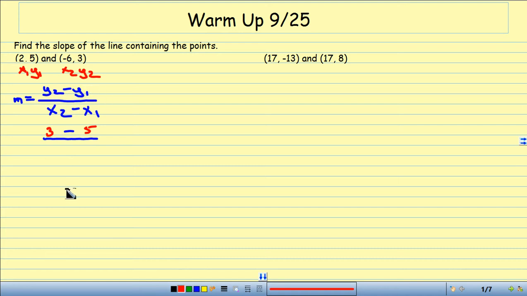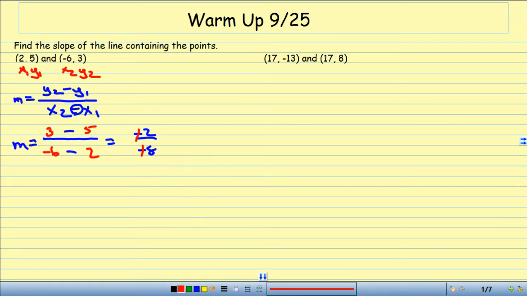So x2 is negative 6, x1 is 2. And again, I'm subtracting them. It's a minus right here. So that's equal to m. Now 3 minus 5, that's going to give me negative 2. And negative 6 minus 2, negative 8. The negatives cancel out, becomes a plus.